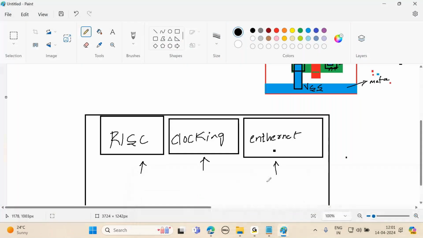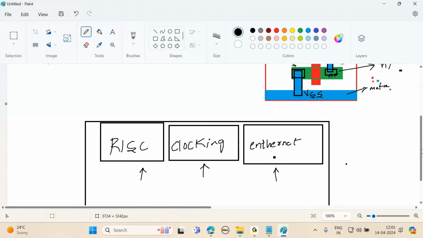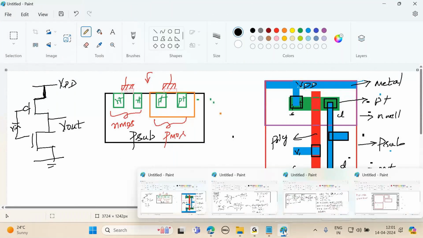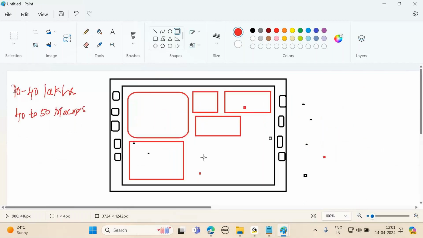Every cell requires VDD and VSS connections, correct? All the 40 lakh cells, including macros, require VDD and VSS connections. So I have to give the connections to all these cells without IR drop. What is IR drop?